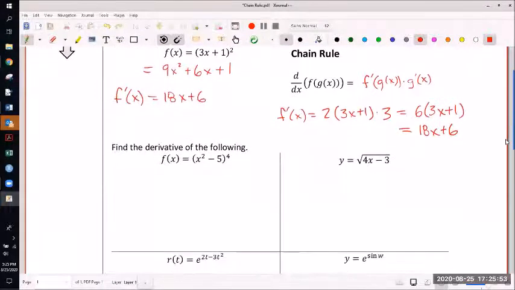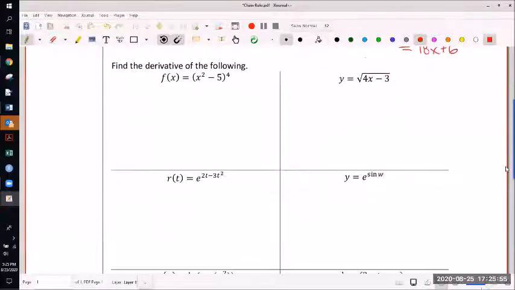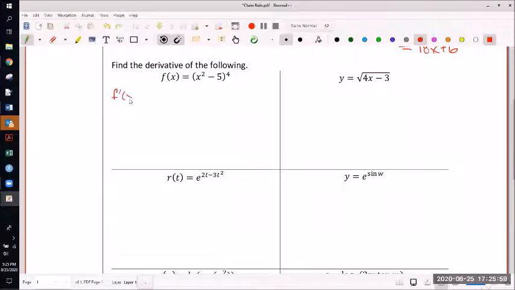So let's go ahead and use this for more complicated examples. Let's find the derivative of these using the chain rule. So f prime of x here is going to be the derivative of the outside function, which is this raised to the 4th power. So that's going to be 4. Then I'll leave the inside function alone here, x squared minus 5, and that's going to be to the 3rd. I remember that. And then I'm going to multiply by the derivative of this inside function, which is 2x.